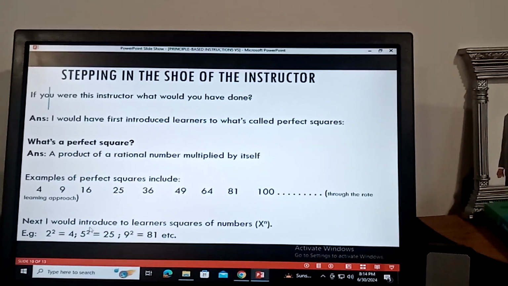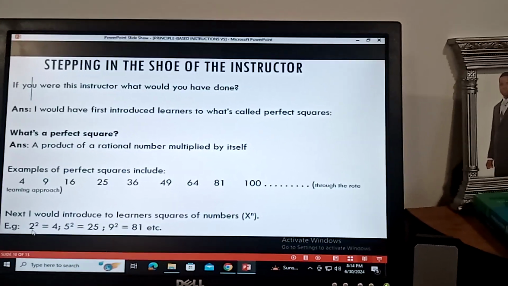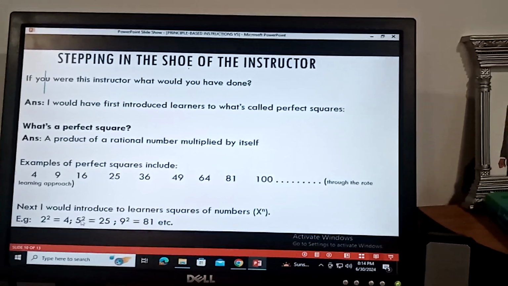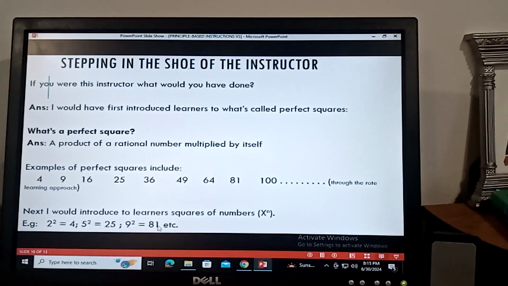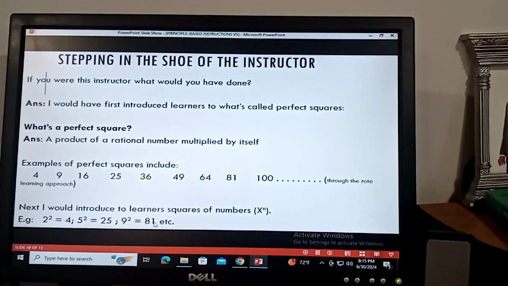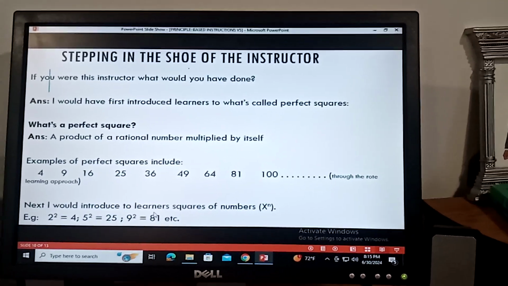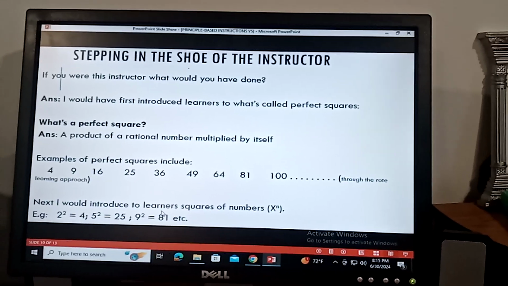Next, I would introduce to learners the squares of numbers. For example, 2 squared will give you 4, 5 squared will give you 25, 9 squared will give you 81, etc. So from understanding perfect squares to understanding the squares of numbers.